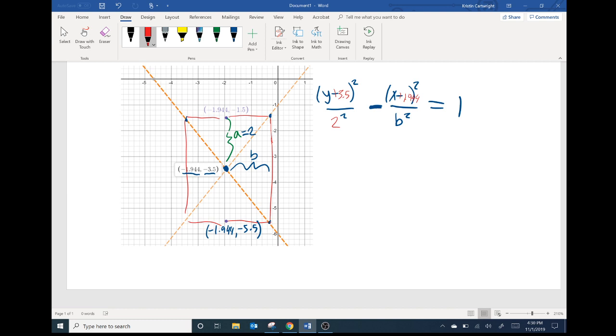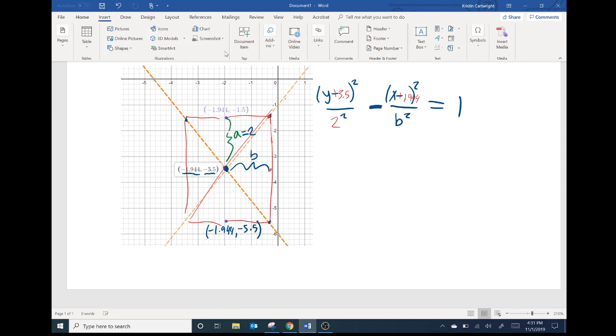Now, if a is 2, how am I going to find out my b? B is the distance from the center to the edge of this box going the other way. Well, I do know the slope of my line. Notice how the slope of the line here should be a over b. Rise over run, A up, and over B. That should be the slope of my line.